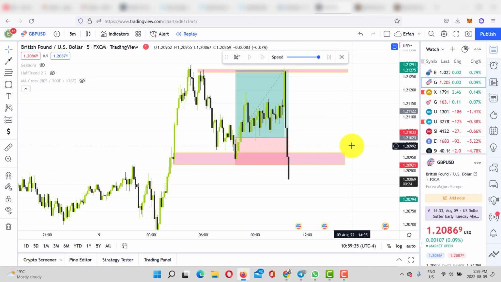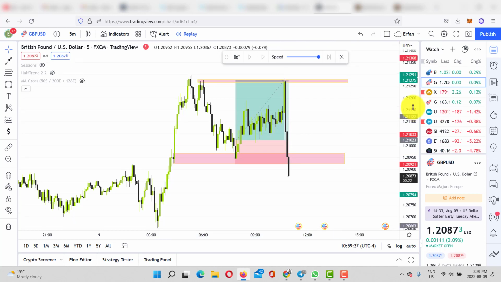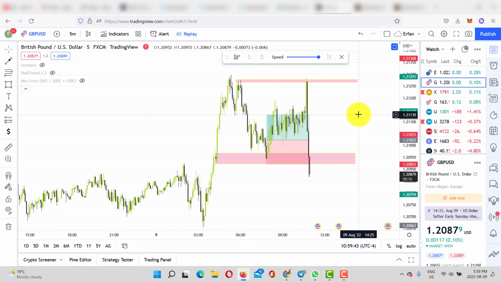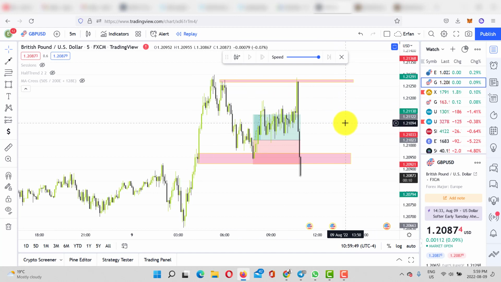And I mean, you can do such a thing a lot every single day during the New York session. But I personally, as I said, take my TP right here. I'm done for the day. If I make 1%, 1.5%, I'm totally okay with that. And then I can go on with my day.